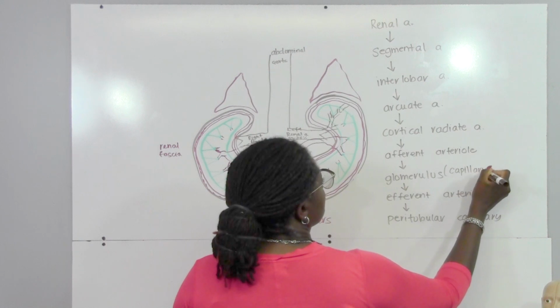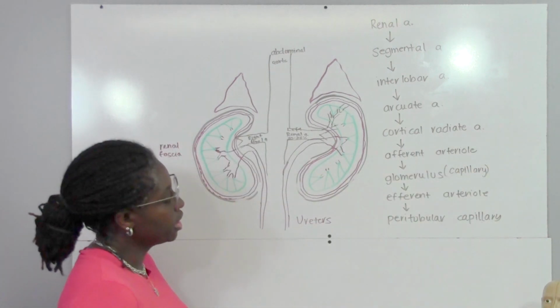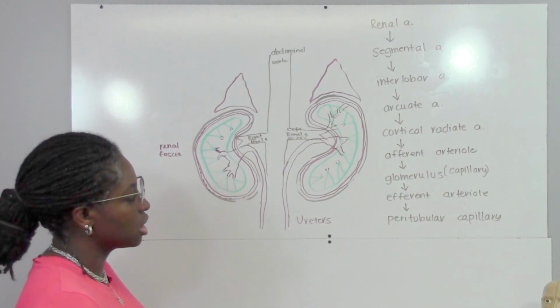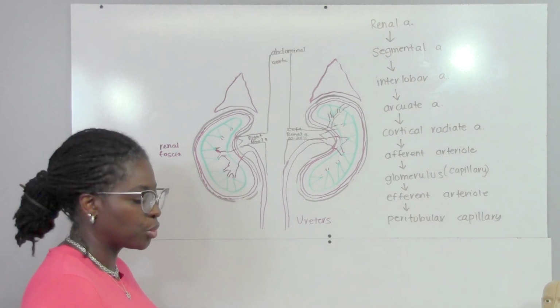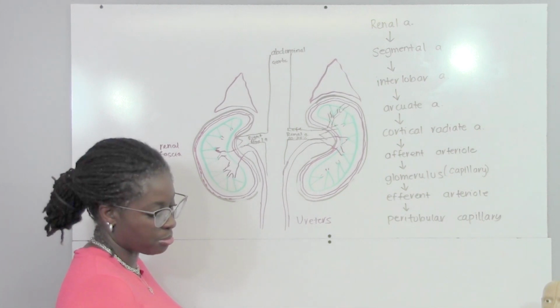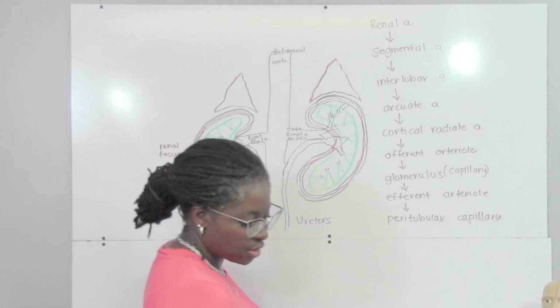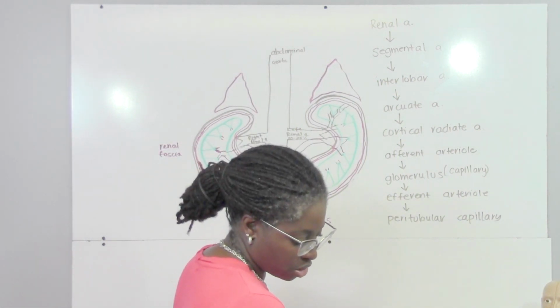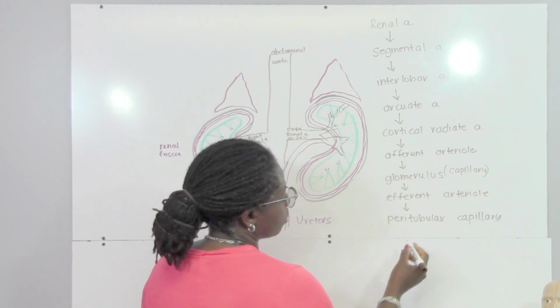So what happens in the kidney here is that we have those two capillary beds, and those two capillary beds here are going to allow for sufficient filtration. That means all the waste material gets removed from the body. And then from the peritubular capillary, we're going to have the cortical radiate vein.